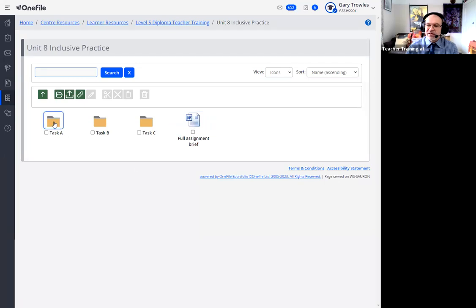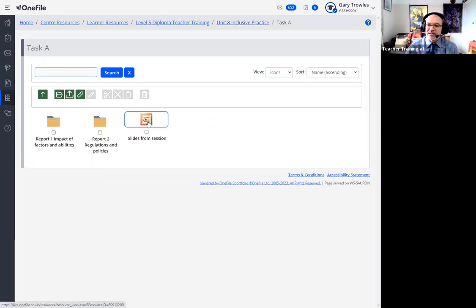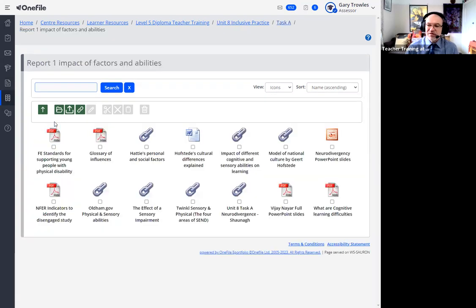Or if you click on task A, this PowerPoint here is an exact copy of the Nearpod that we've just worked through. And because task A has got 2 parts to it, report 1 and report 2, I've put separate folders to keep the information separate on there. So the impact of factors and abilities, if we go into that folder, there's a good long list of resources there that you can use.